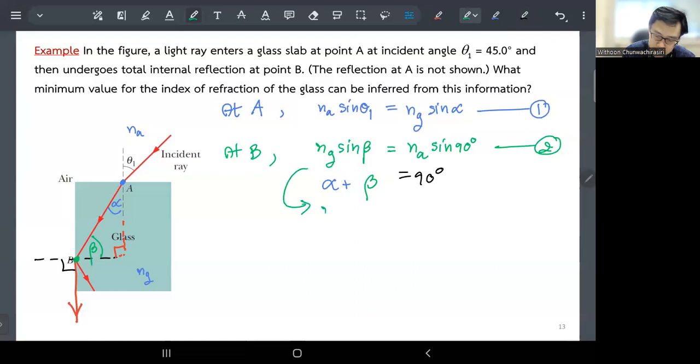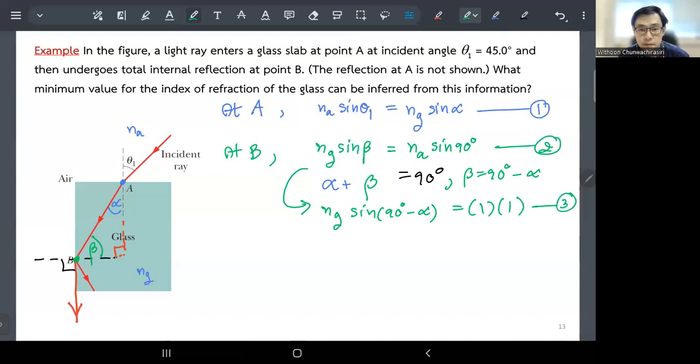So let me write N glass, that's what you want to know. Now you can turn beta into 90 minus alpha. So you say N glass sine 90 minus alpha equals N air, you can set 1 to it. Sine 90 is 1. So let me call this equation number 3. And I can write it one more time because sine 90 minus alpha is just cosine. So that means it's N glass cosine alpha equal to 1. Well, I should have just called this number 3. Yeah, let me call this number 3. This is more useful there.